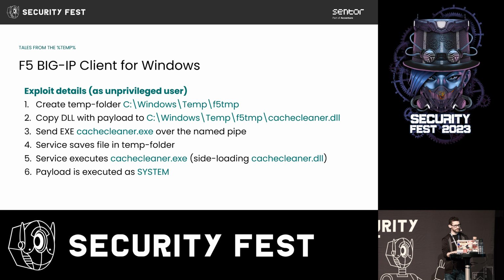Okay, so this is what happens in more detail. I, as an unprivileged user, create the temp folder once again, copy the payload to the cachecleaner DLL location, and send the exe over the named pipe. The service will save that file in the temp folder, execute the cachecleaner.exe, though at the same time sideloading the cachecleaner DLL, and my payload is executed as system.